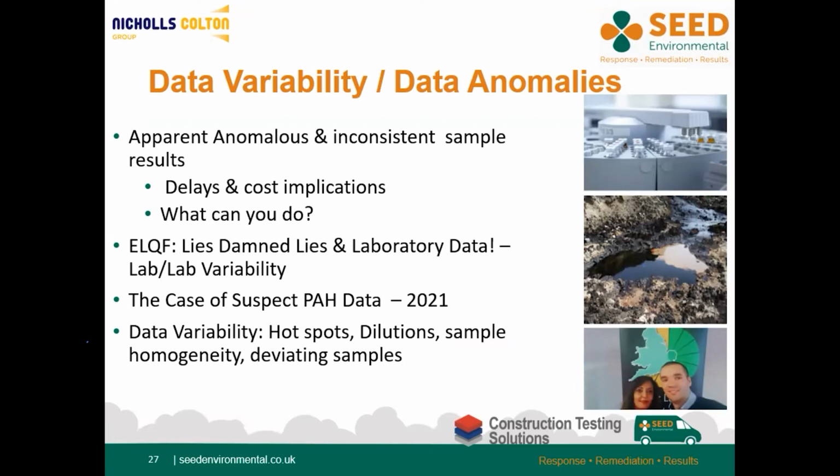Data variability is an important issue. It has been covered in a number of talks, including a memorable one by Lango Rourke at an ELQF event that John and I attended. It was called Lies, Damned Lies and Laboratory Data. So what they did was they took the same TPH sample and they sent it to 3 different labs. And the values varied between 1,800 milligrams per kilogram to 4,800 milligrams per kilogram. So this can't be very useful for you on site, and it demonstrates lab-to-lab variability.